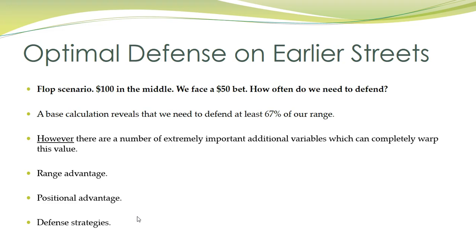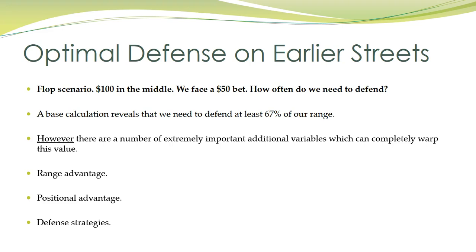So the result of all of this is that the minimum defense calculation can often be very misleading, especially on the earlier streets. We might think we have to defend 67% of our range, but if we have a positional disadvantage and we have a range versus range equity disadvantage, then there are situations where we should actually just be folding 75 or 80% of the time when facing a c-bet from our opponent, and that's all game theory optimally correct.